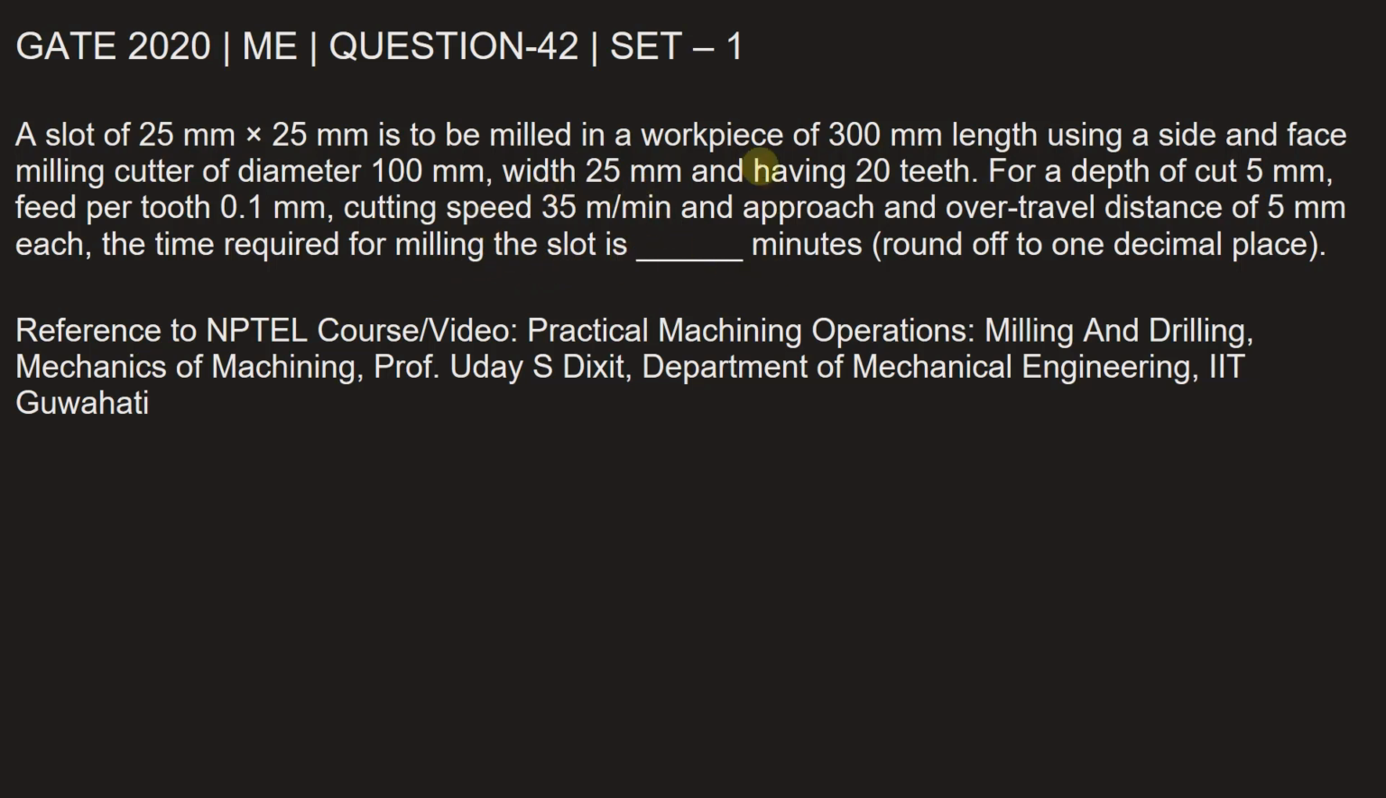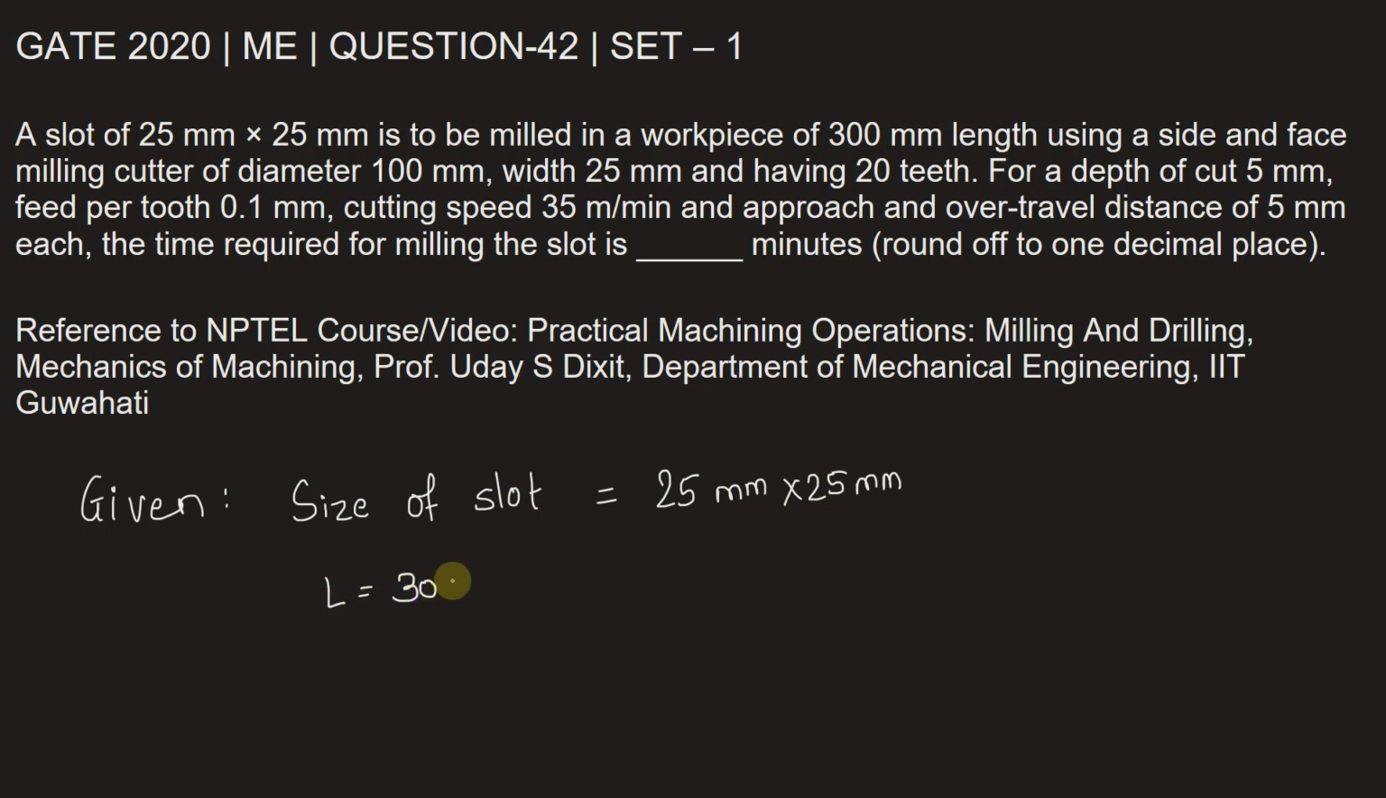Let's write all this given information first. The slot is 25 mm by 25 mm. The length of the workpiece is 300 mm, so L equals 300 millimeters. The diameter of the milling cutter is 100 millimeters, so capital D is 100. The width of this cutter is 25 millimeters, so capital B is 25 millimeters.